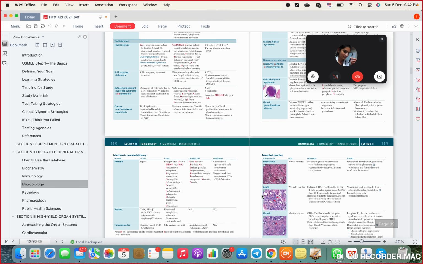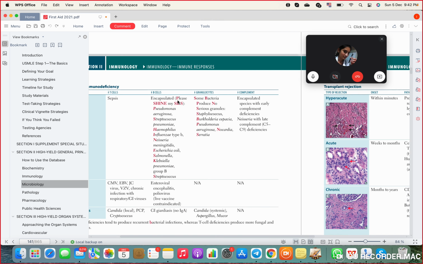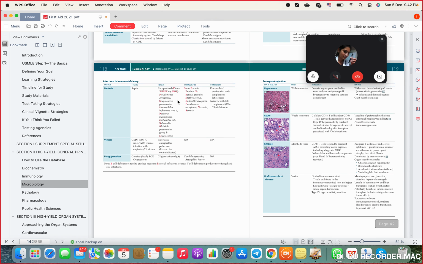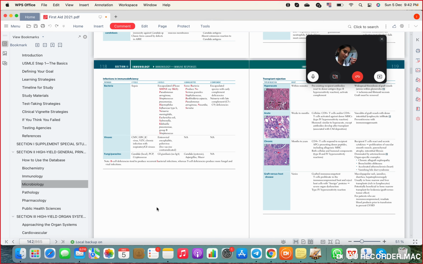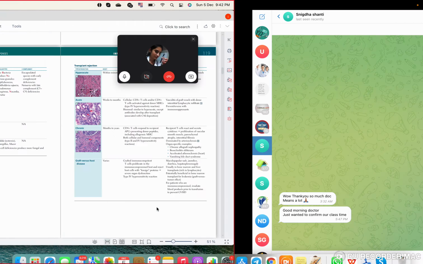Speak about the rest of immunology. So, if you have deficiency of B cells, are you going to get more bacterial or viral infections? Bacterial. Well, are you going to get any viral infection as well? Maybe just bacterial, doc.